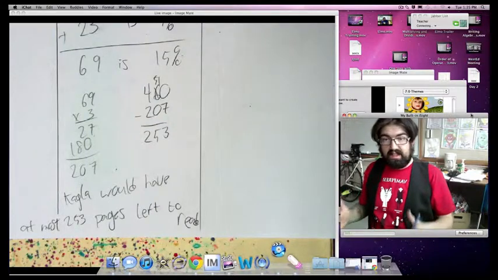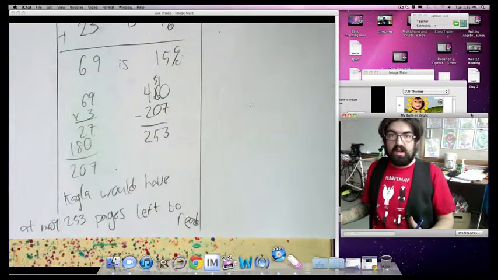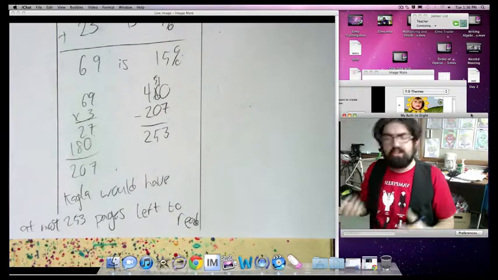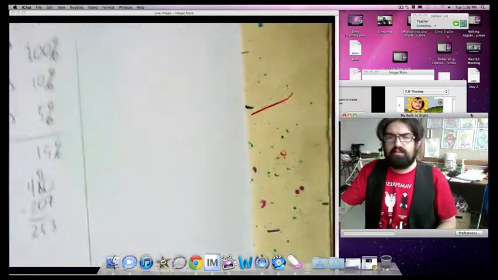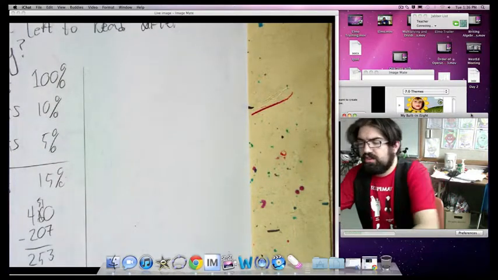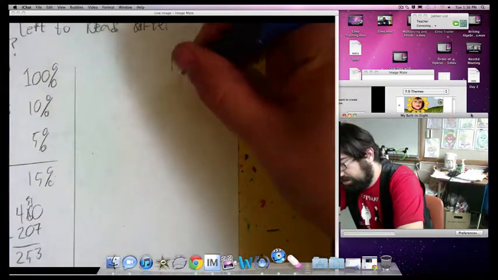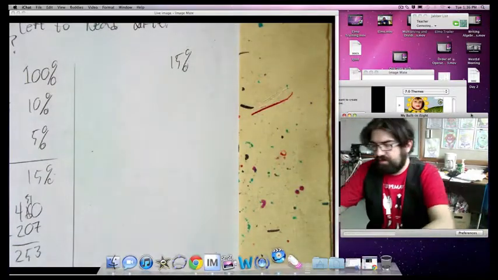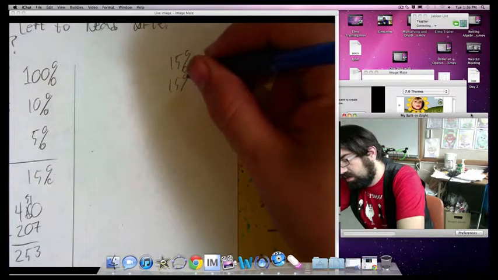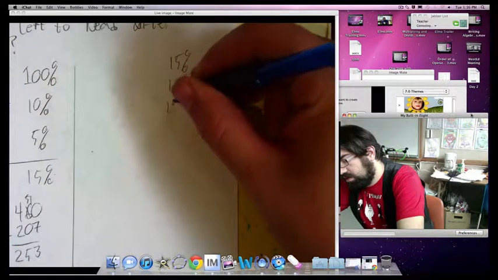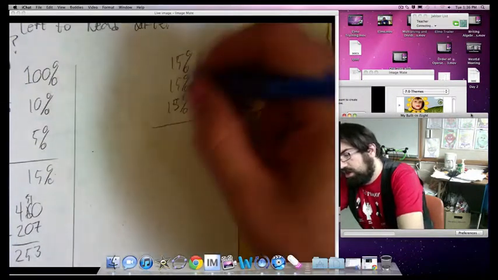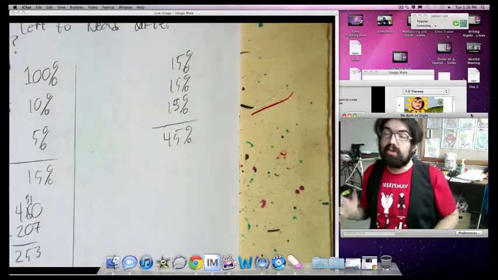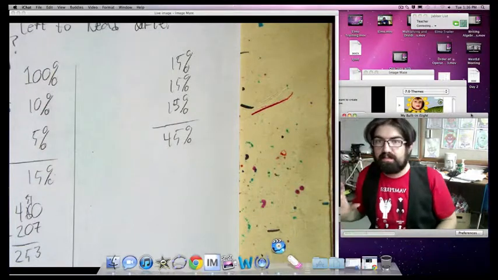That's a lot of steps in a word problem. These word problems can get pretty serious. Let's go about it a different way. She's reading 15% every night. She's going to read for 3 nights. So I'm going to add these together. 45%. So she's going to read at least 45% of the book by after Wednesday.